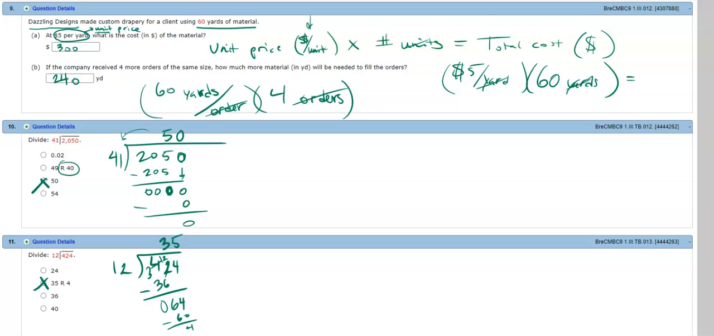Bingo, it's that one. Good job on these problems right now, guys. I hope that this long division is coming back to you very well.